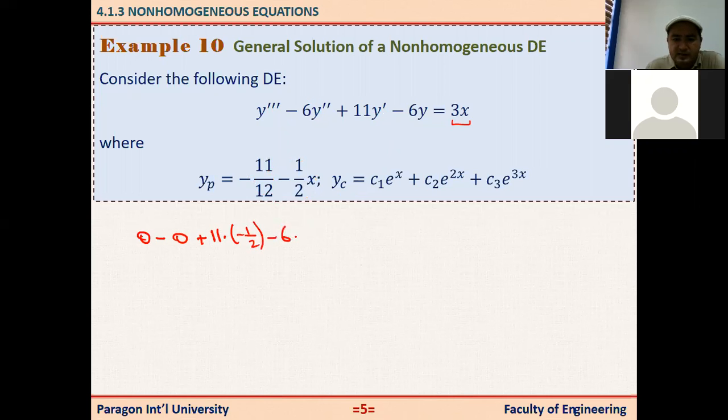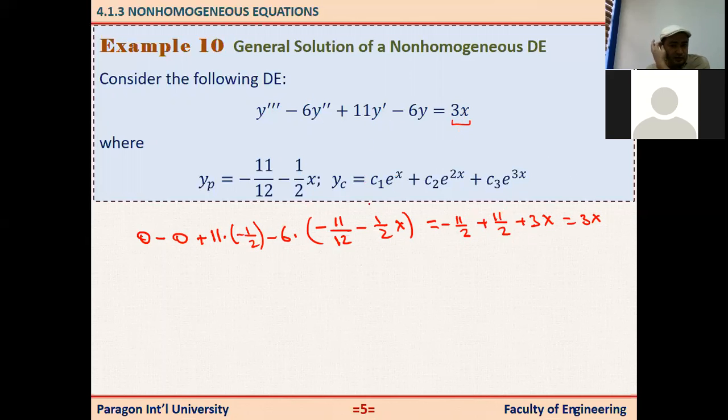And minus 6 times a particular solution, negative 11 over 12 minus 1 over 2x. And if you just simplify this, here we have minus 11 over 2, here we have plus 11 over 2, and it is plus 3x, right? And negative 11 over 2 plus 11 over 2 is equal to 0. That's equal to 3x, and that's always equal to 3x, or identically equal to 3x, right?